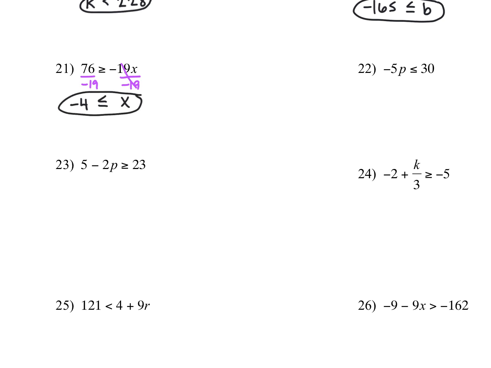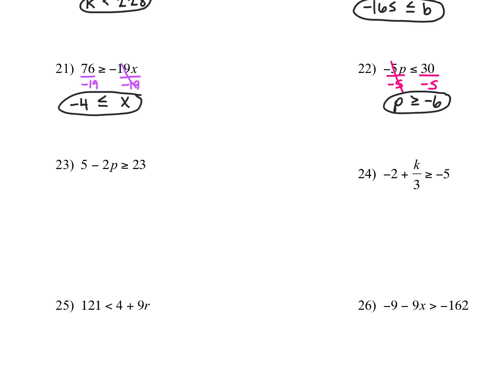Number 22, we want to get rid of this negative 5 that is multiplied by p, so we're going to divide both sides by negative 5. We get p is greater than or equal to negative 6. We had to flip our symbol since we divided both sides by a negative.